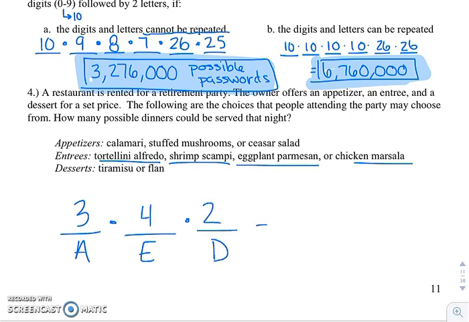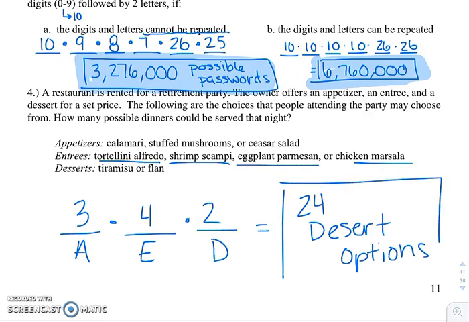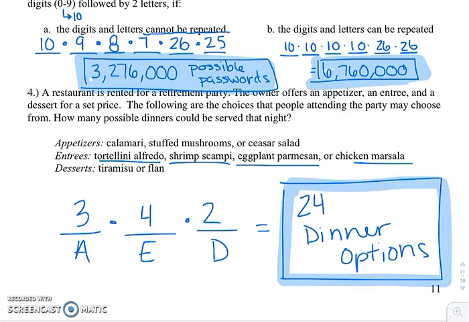So 3 times 4 times 2 gives us 24 dinner options. I always spell dessert wrong. I believe that's one T. Anyway, just multiply it together. Not dessert options, dinner options, I just said dessert. 24 dinner options, with all the different combinations and choices possible there.